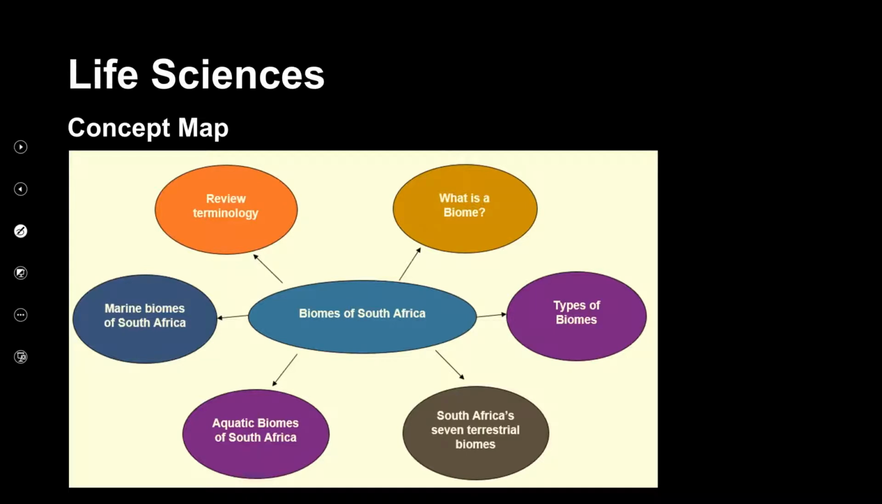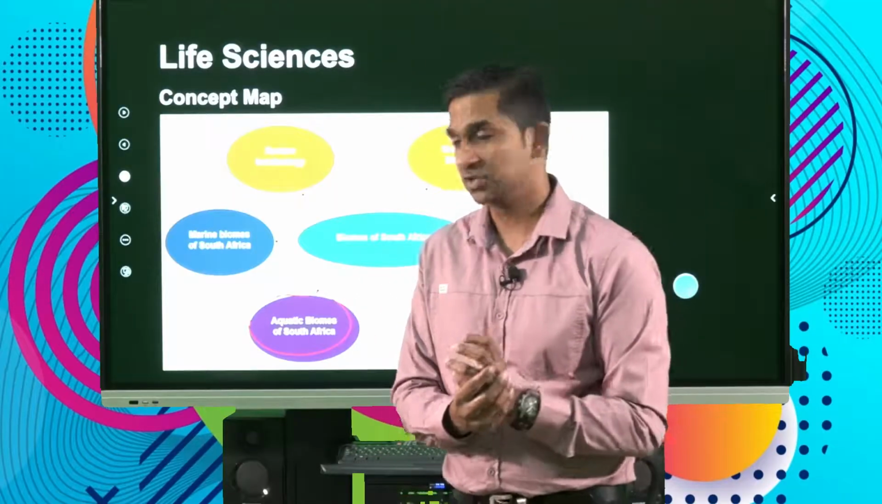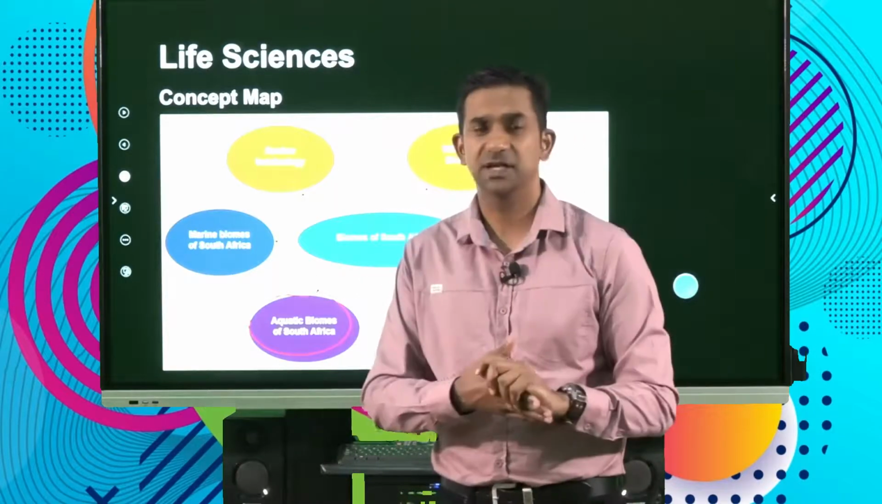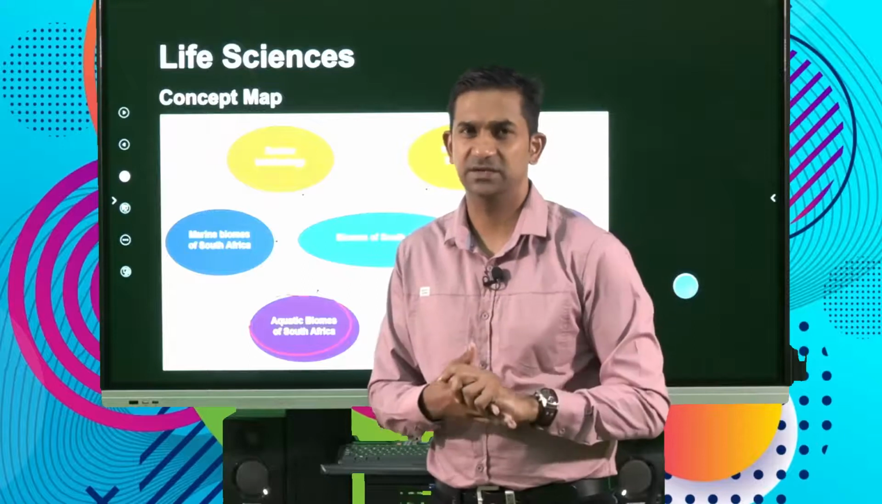Right, so as we wrap this, we've looked at South Africa's 7 terrestrial biomes. We're now going to spend some time looking at each aquatic biome in detail and try to understand what this looks like and how it constitutes the types of plants and animals found in these aquatic environments.